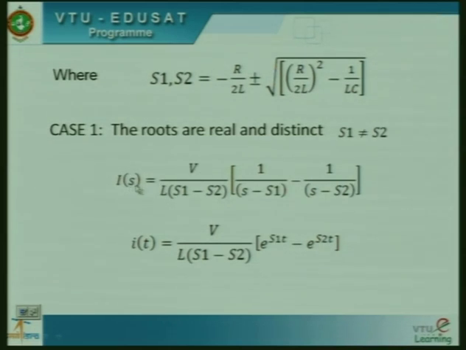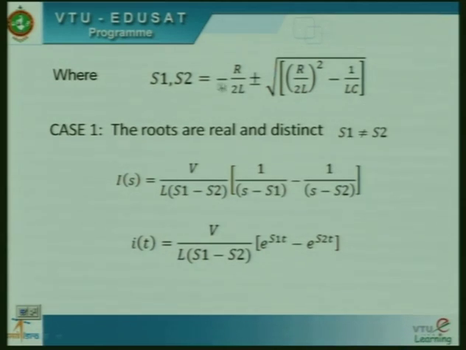So, I can write I of s is equal to V divided by L into s1 minus s2 multiplied by 1 by s minus s1, because we have taken A and B outside. A and B are equal in magnitude, but they have opposite sign. So, I could take this term V by L into s1 minus s2 outside. So, I can write I of s is equal to V by L into s1 minus s2 multiplied by 1 by s minus s1 minus 1 by s minus s2.